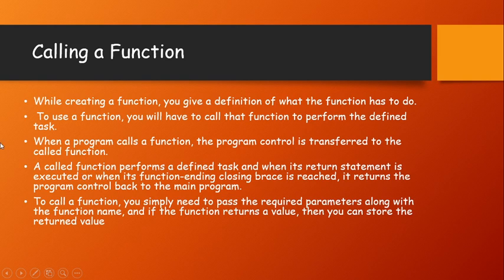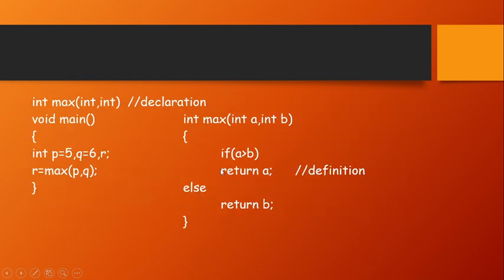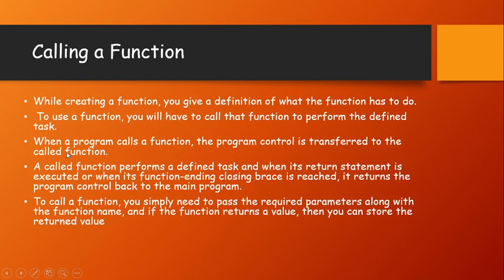When a called function performs a defined task, its return statement is executed, or the function's ending closing brace is reached. Here the program is ending in the return statement, or the function will be executed completely, and at the end of the closing bracket it will be returned back. This returns program control back to the main program.